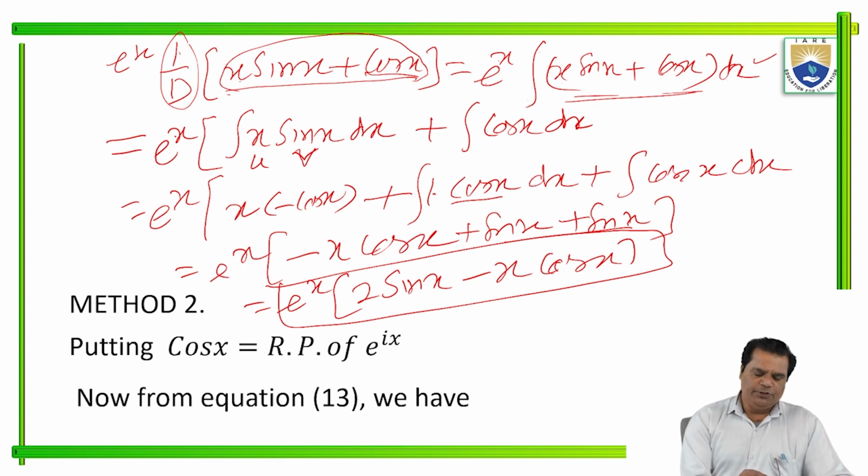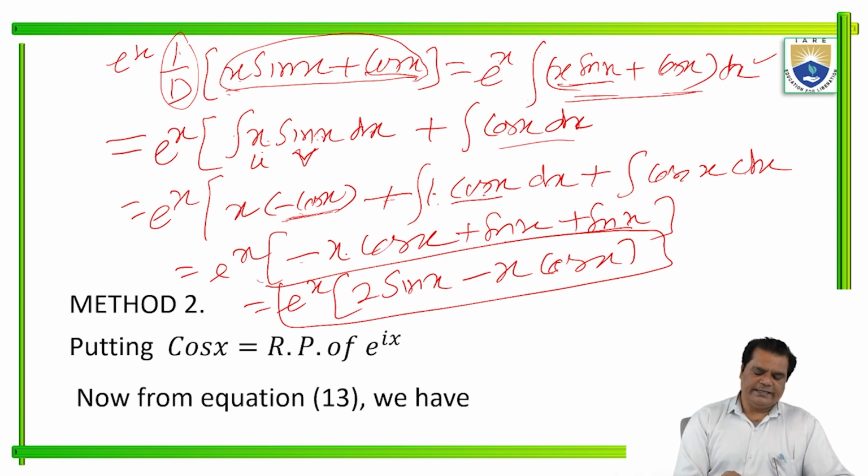So now, e to the power x, integrating the function x sin x dx plus cos x dx. Again apply the UV method here. x is constant; integration of sin x is minus cos x. Minus sin, here is the minus formula. Sin is minus, x is 1. Integration of sin x is minus cos x. Minus minus plus cos x dx and cos x dx.